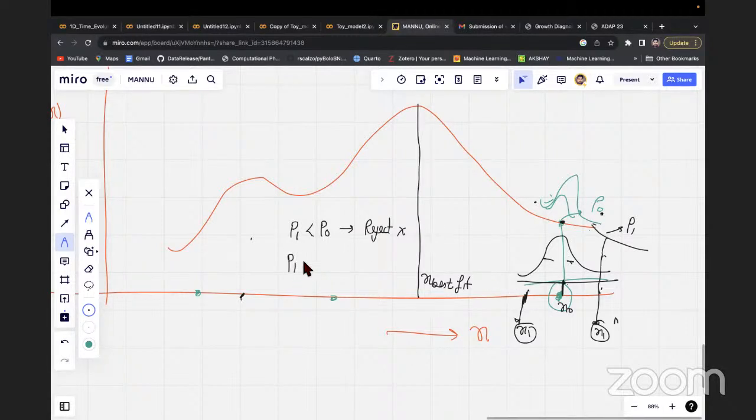But if P1 is going to be greater than P0, then what will you do? You will accept it. So the moment you accept it, you will come somewhere here. Now you will draw a different Gaussian over here, and I'll ask you to do the same job. If it is going into the negative direction, I'll reject it. If it is going into the positive direction, I'll accept it. What will eventually keep happening? If we keep repeating this exercise again and again, it will eventually reach the maximum.